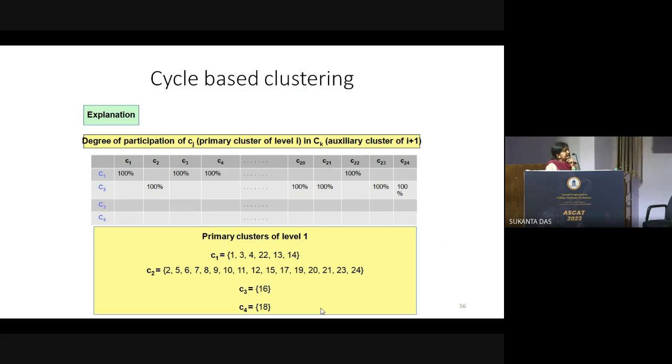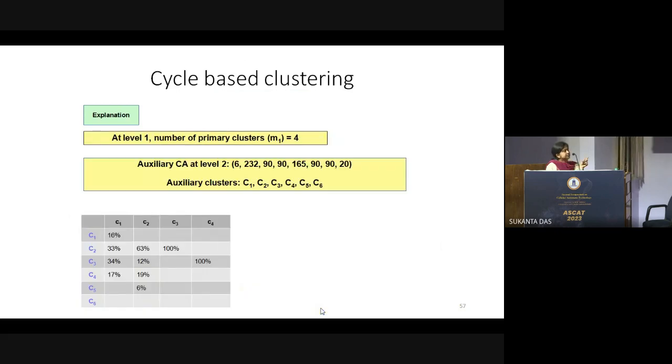Ultimately, if we look at capital C1, those with the highest participation we merge together. Here all of them have 100%. So from 24 clusters we get only 4 clusters. Am I reaching my goal? No. Next, we again generate another auxiliary CA of the same size, but here the auxiliary clusters are 6.